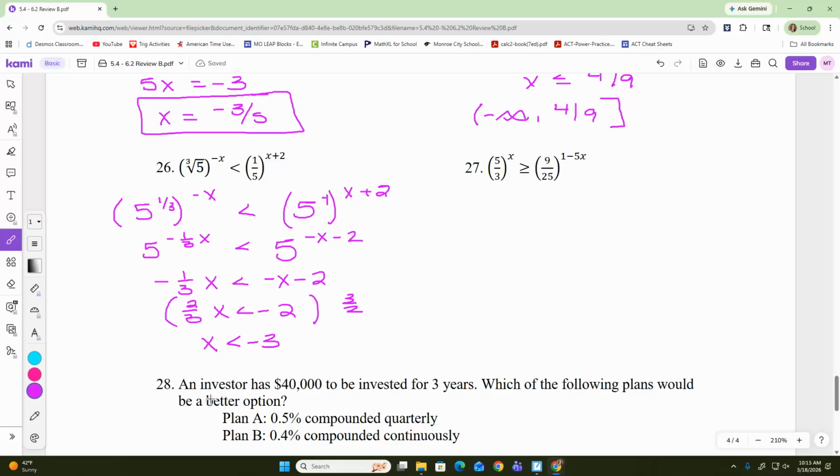You guys okay back there? I did. You could have multiplied by 3/2 or divided by 2/3. That's equivalent. So x is less than negative 3. So that means negative infinity to negative 3.